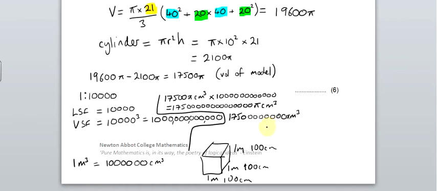So 17500 followed by six zeros, times pi, and that gets me some repulsive number, which is 5.498 times 10 to the power of 10.